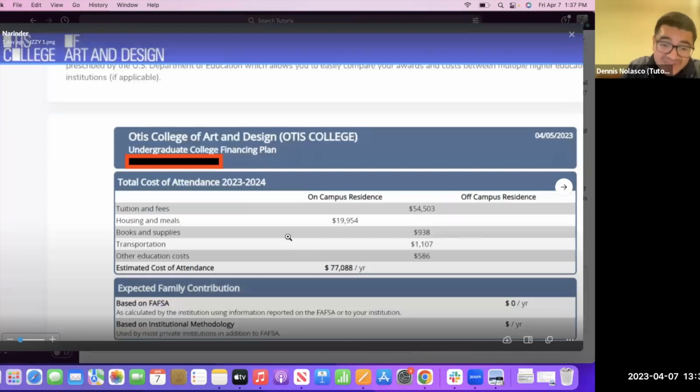What else do they have? They have books and supplies. Now, books and supplies, that's an estimate, guys. And all of this is actually an estimate from the college. They don't give you the official cost of attendance or the official award until later on, once you've accepted their offer that you're going to go there. So for books and supplies, we're going to put 938.